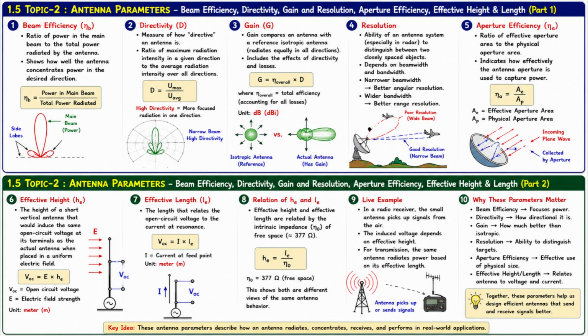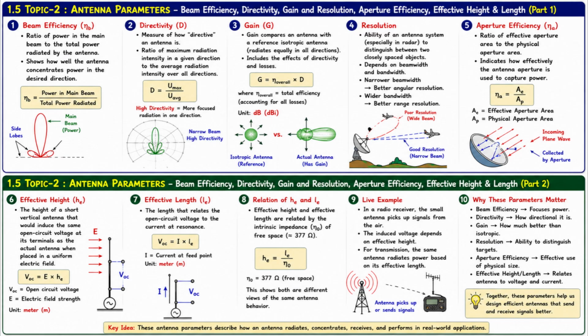Next antenna parameter. What is resolution of the antenna? Resolution is the ability of an antenna to separate two nearby signals. That is called resolution. For example, high resolution is important in radar systems as well as satellite systems. So the antenna should separate two nearby signals. The difference it has to find for high resolution.